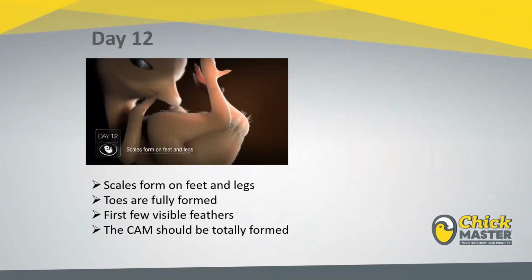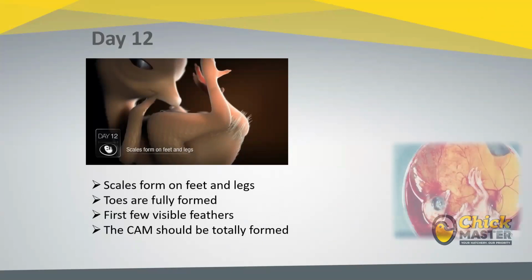By day 12, we've got scales that will form on the feet and the legs. The toes should be fully formed at this time. First few visible feathers, and then the cam or the chorioallantois membrane should be totally formed by this time. You can see that in the illustration.